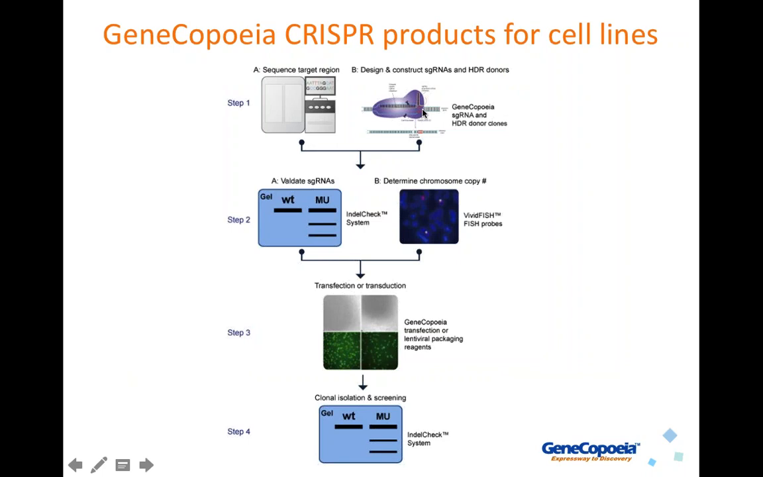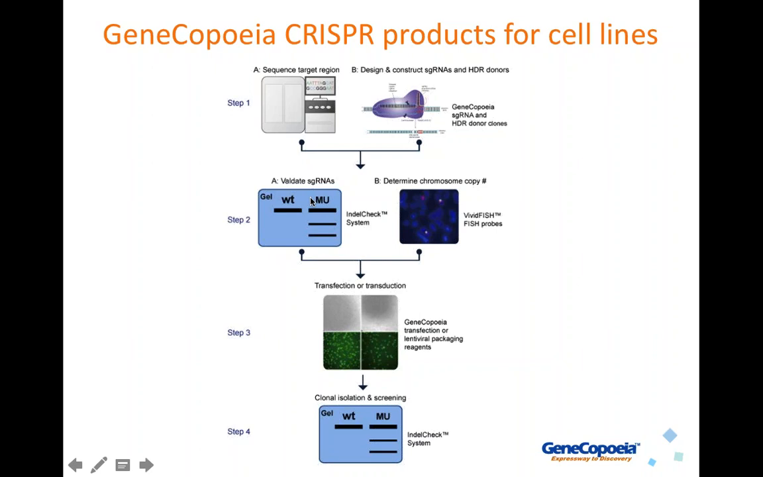So we have a number of products and services for various stages in the process of modifying genes in cell lines. In the beginning, you'll want to do a number of steps such as sequence your target region. I'll go over this, and design and construct single guide RNAs and, if necessary, HDR donors. And for that, GeneCopoeia has large collections of sgRNA and HDR donor clones.